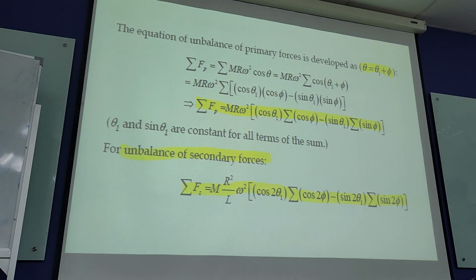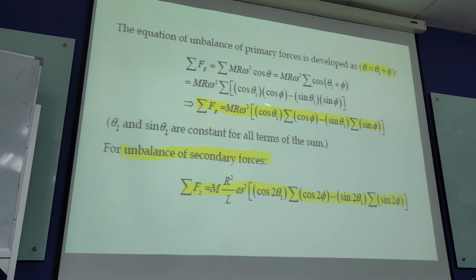To balance an inline engine, you need to make the total force, or the shaking force, acting on the engine zero, and also the total moments acting on the engine zero. Now we expand this by replacing theta with θ1 plus phi, and then you expand this using the trigonometric identity.